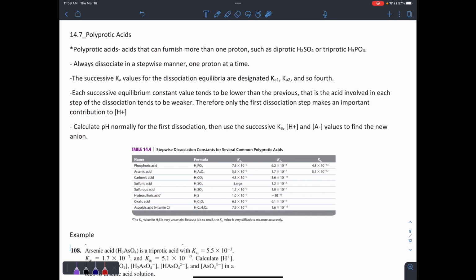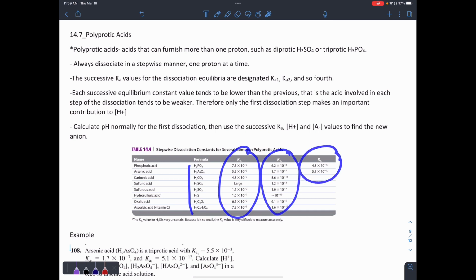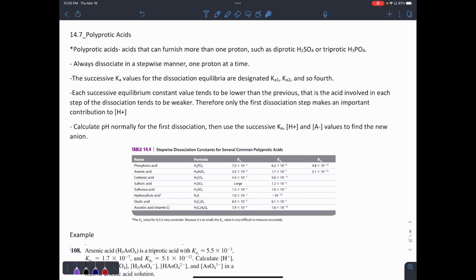So for each one of these acids, they are likely going to give off the first hydrogen. They're less likely to give off the second hydrogen and even less likely to give off the third hydrogen if that were to happen. So you'll see they're lower, that's what this says, and we can calculate pH normally for the first dissociation, but then we'll use the successive concentrations that we get to find the new.